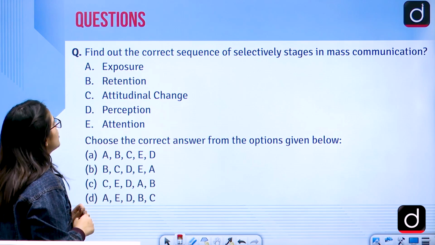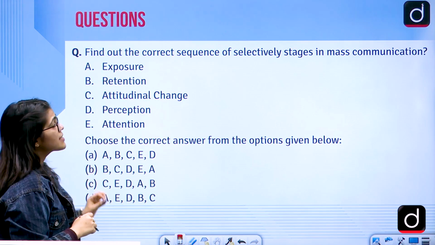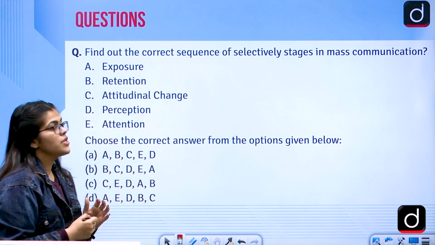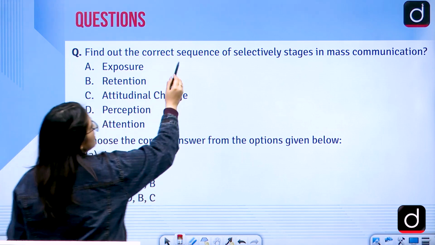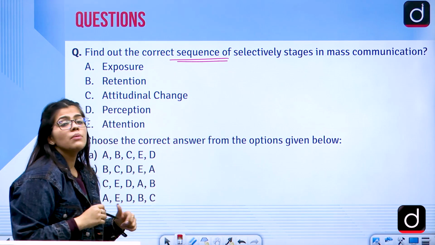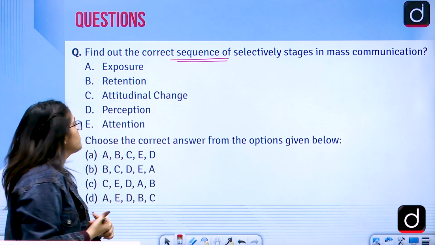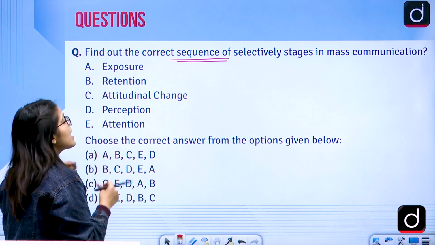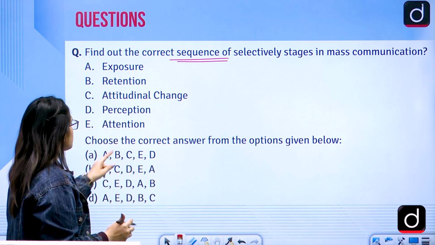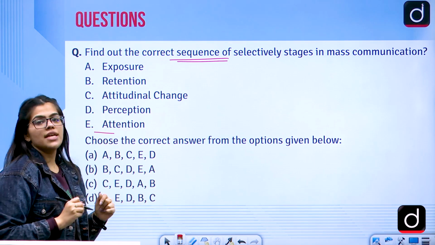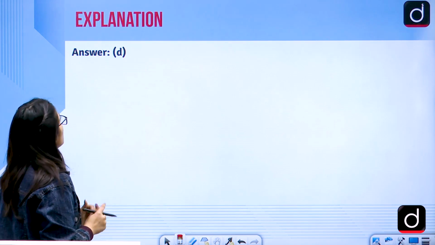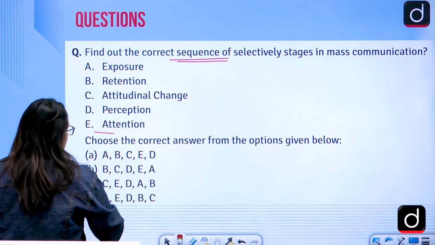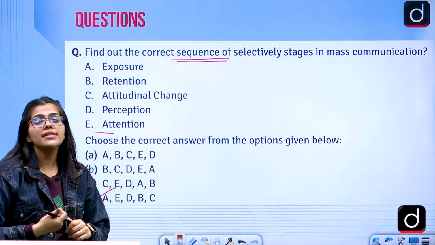Let us move further. Find out the correct sequence of selective stages in mass communication. So what will be the correct sequence when I talk about mass communication? So the first is exposure, then retention, then attitudinal change, perception, and the last is attention. Let me see what is the answer. The answer is D. That means this is the right answer.